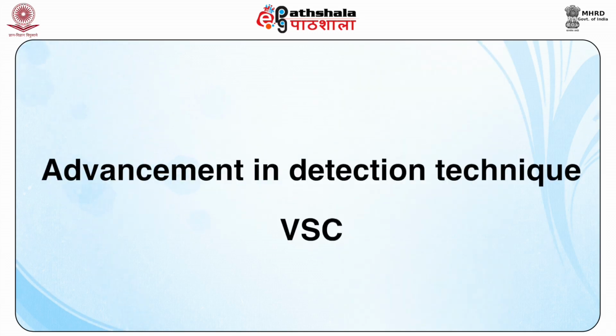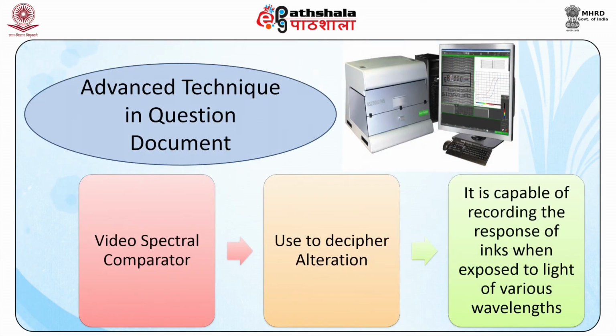There are some recent techniques which are more advanced in terms of detection of this erasure. If we talk about that, one such instrument is the Video-Spectral Comparator, abbreviated as VSC. When a portion of the document has been altered and some portion is not clearly visible or some text has been added, then the Video-Spectral Comparator can be used to decipher the alteration. The image is examined by viewing it on a monitor in this particular instrument setup, and the digital image processing is done through a computer.